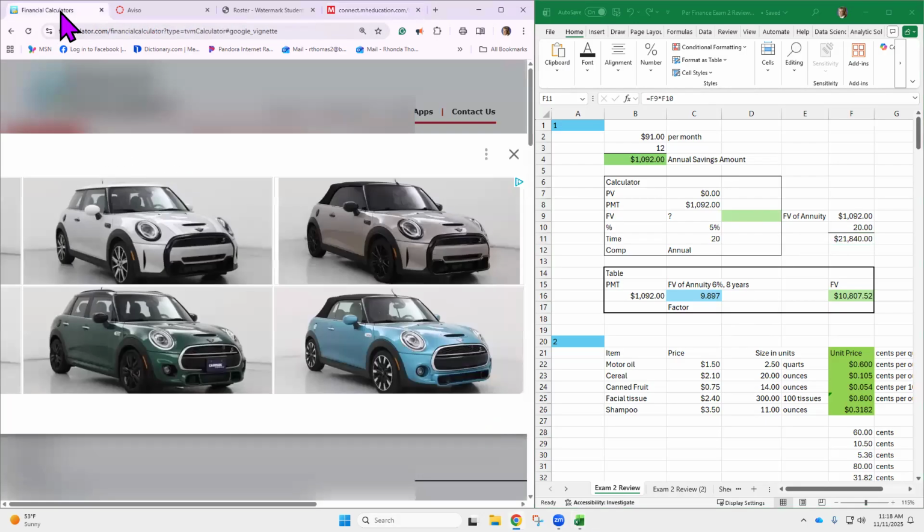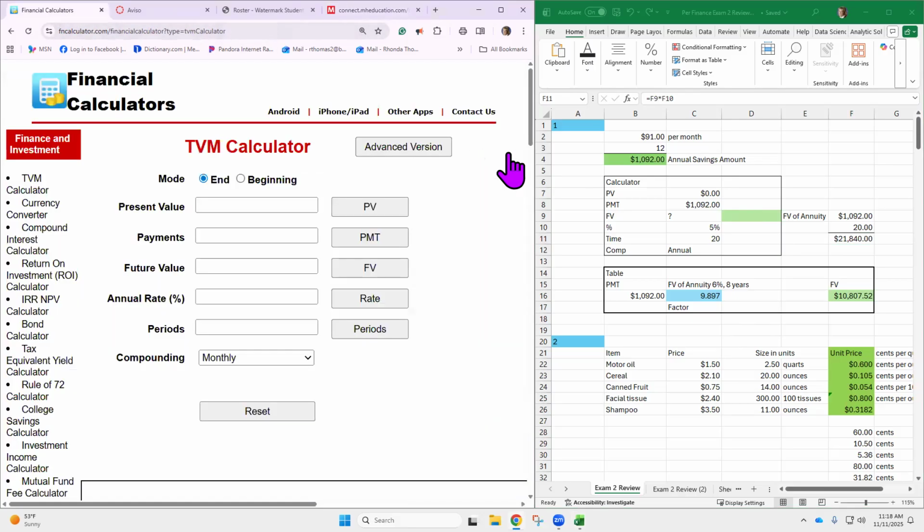All right, so here's my financial calculator, right? So this is going to be a 0. The amount we're setting aside each year from using coupons is 1,092, 5% for 20 years, compounded annually.